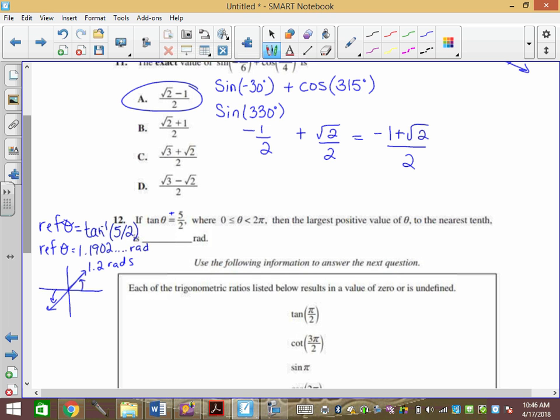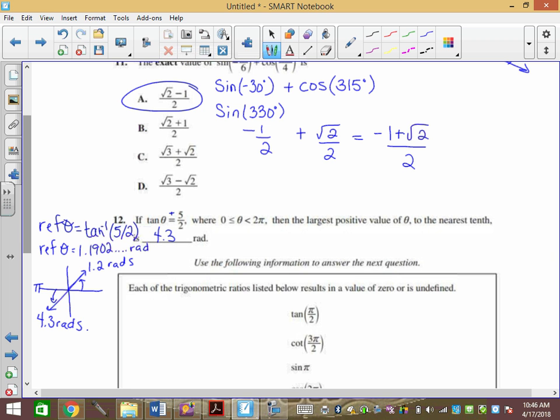In this one, I have radians. This is pi. So instead of going 180 plus the degree, I'm going to go pi plus the radian. So pi plus my answer, 4.3 rads. And they want the largest one, so 4.3.